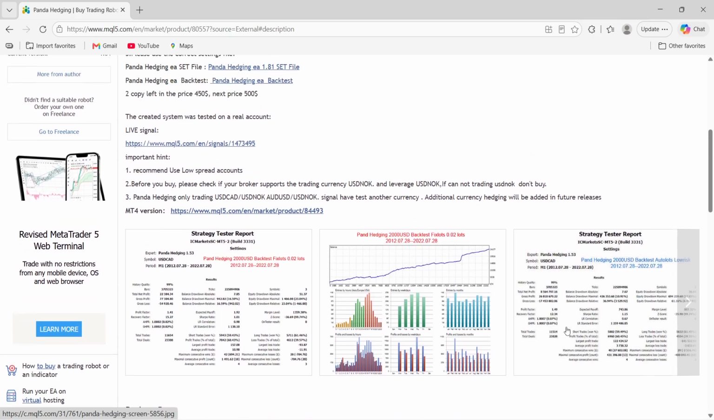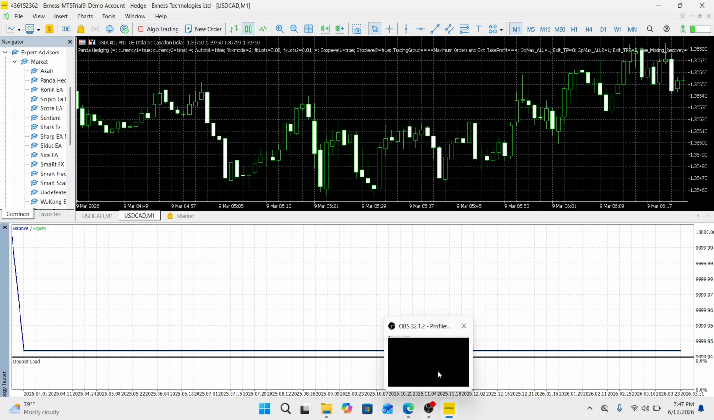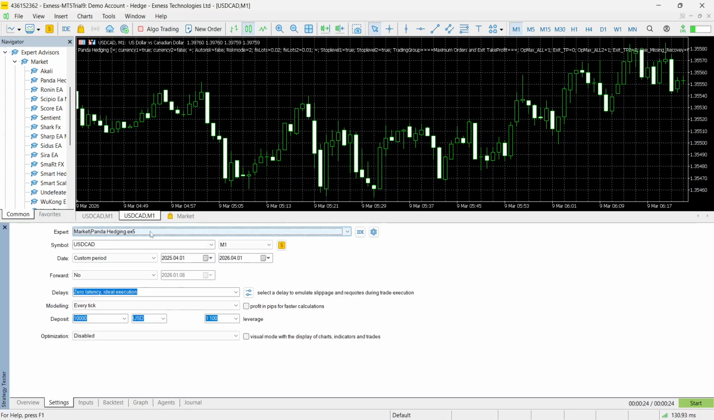But as always, that's the marketing side. Now let's see what happens when we run our own tests. Just open up MetaTrader and we'll go over to our settings. So you can see we have the EA installed here.